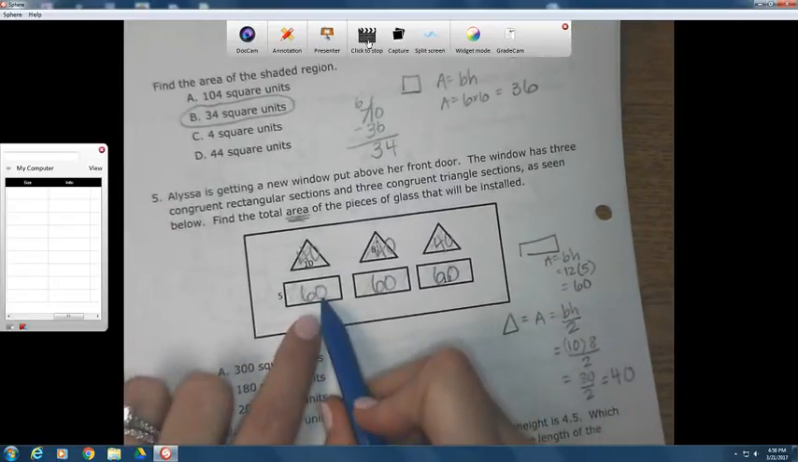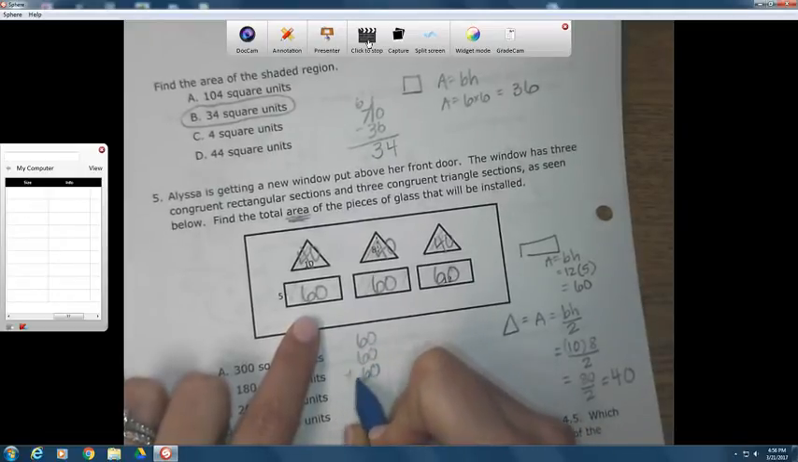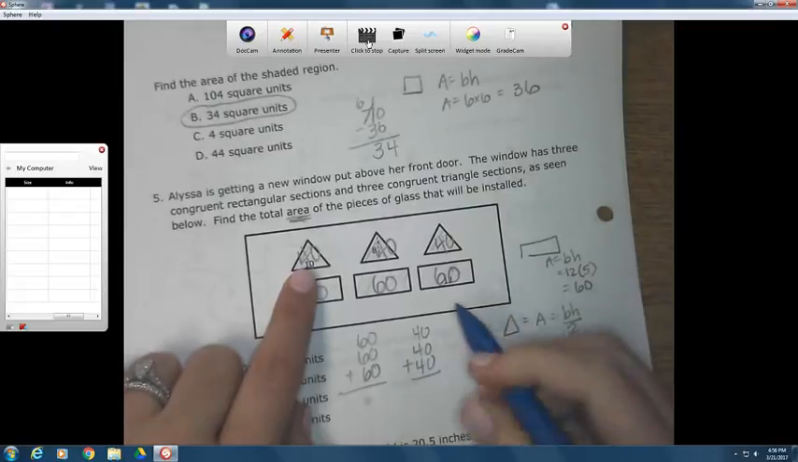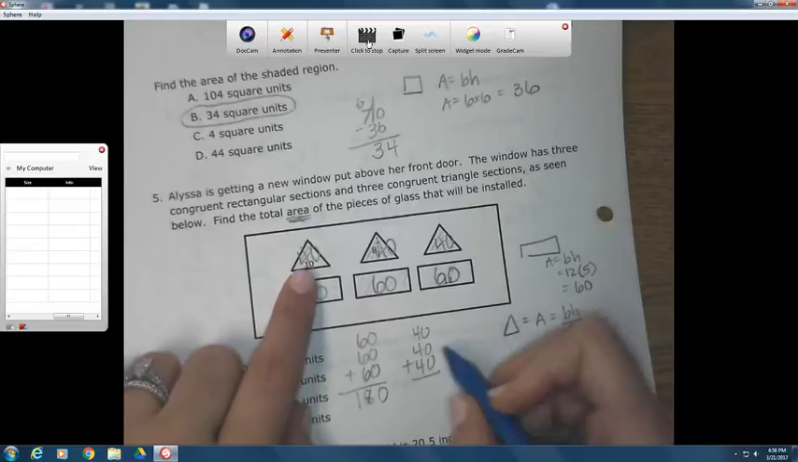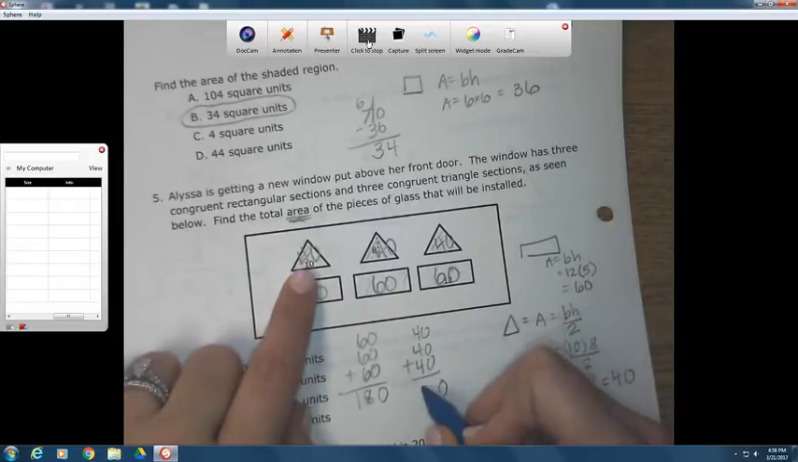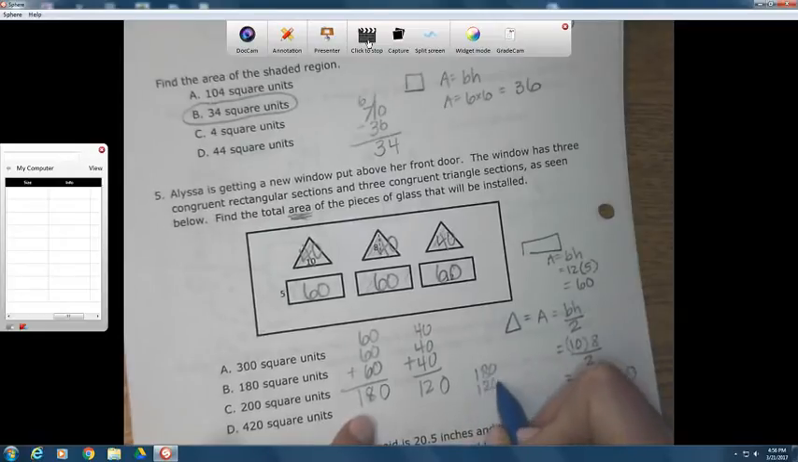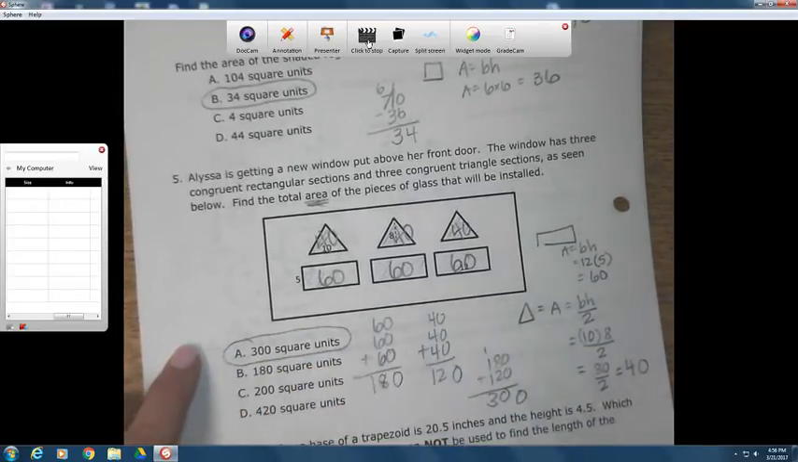So I have 60, 60, and 60. I have 40, 40, and 40 that I'm going to add together. 3 groups of 6 is 18. 3 groups of 4 is 12. Add those together. 180 plus 120 is 300, which is answer choice A. Square units, because we found area.